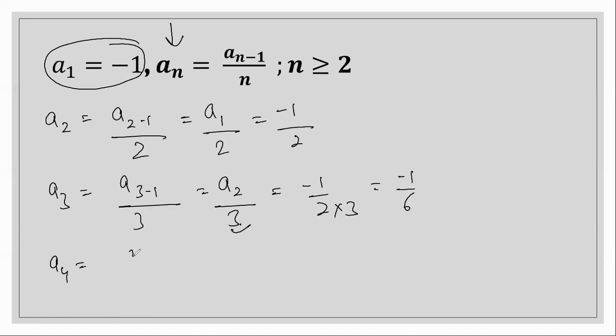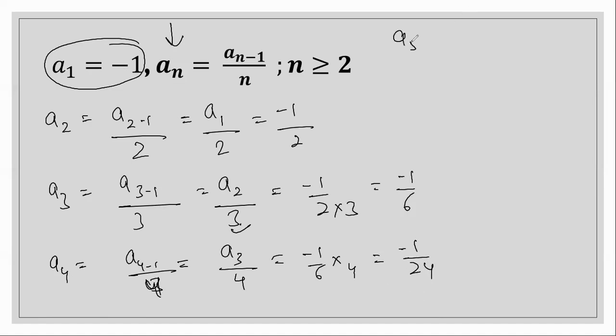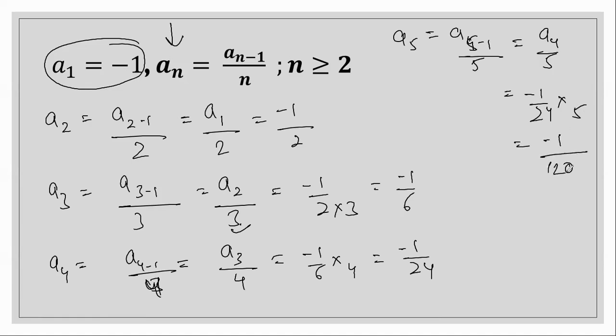Let's talk about a4, which is a of 4 minus 1 over 4. That is equal to a of 3 by 4. What is a3? That is -1 over 6 times 1 over 4. So it will be -1 over 24. Then we have a5, that is equal to a of 5 minus 1 by 5. That is a4 by 5. What is a4? It is -1 over 24 times 1 over 5. So -1 over 120. So this is the sequence.